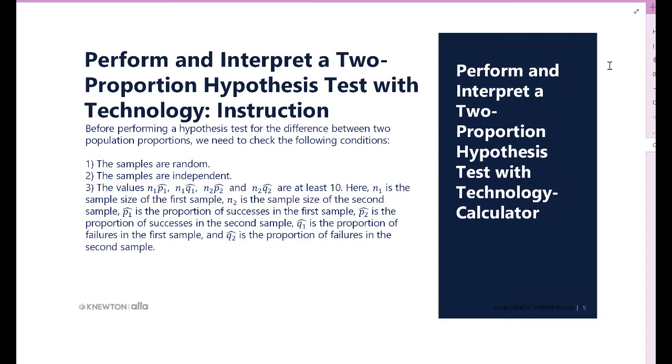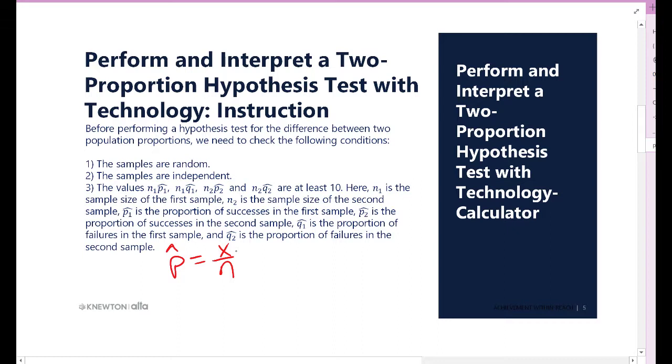Per the usual, let's go over the conditions necessary. If you go back to the population proportion video, we talked about how n times p hat has to be bigger than 10. Just to remind you, p hat is your number of successes divided by your sample size. So please go back and look at that video.